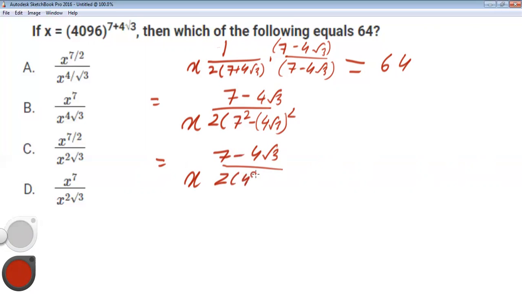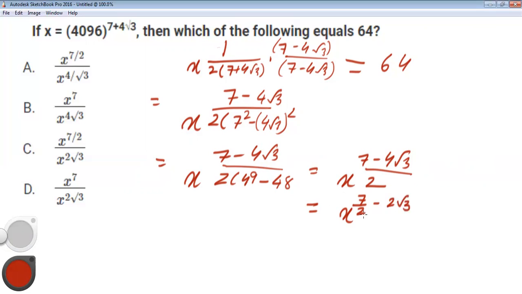So this is equals to x power 7 minus 4 root 3 by 2 times. 7 square is 49 and 4 root 3 square is 16 times root 3 into root 3, which is 3. So 16 times 3 is 48. Therefore, this becomes x power 7 minus 4 root 3 by 2. That's all. So now if you further separate it, it's going to look like x power 7 by 2 minus 2 root 3.